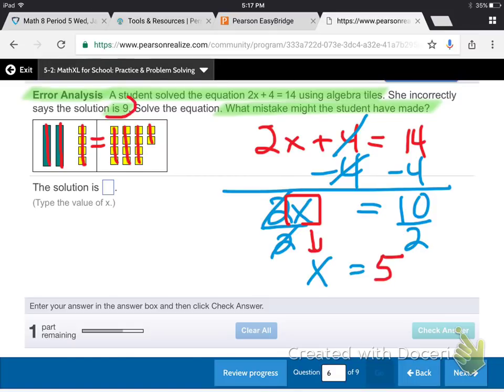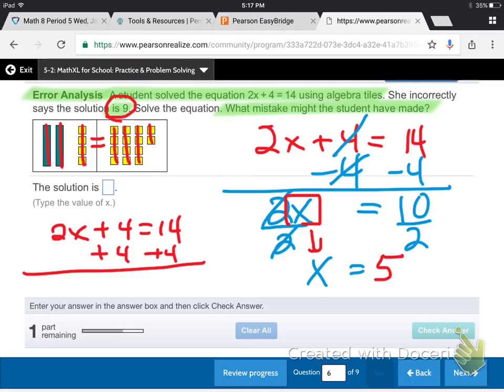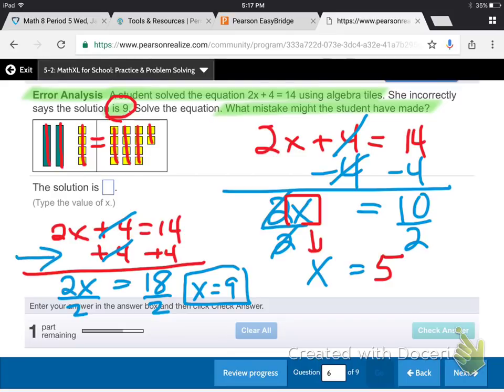So she said the solution was 9. What do you think she could have done wrong? Let's think about that. Well, if you take the original equation and you add 4 to both sides, she probably thought that you could cancel these 4's, which you can't because 4 plus 4 is 8, not 0. But she probably thought you could cancel them, and then when you bring down the 2x and you add 14 plus 4, that's 18. And then, of course, when you divide by 2, you get x equals 9. That's the answer she thought was right, but it came from the wrong first step right here. You don't add 4. You subtract 4 like we did right there.